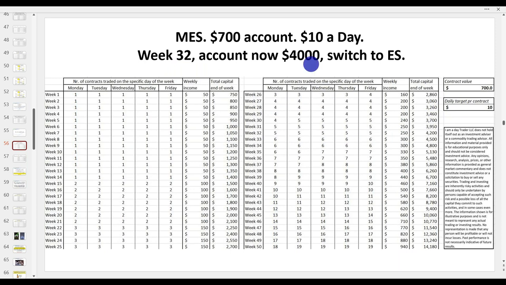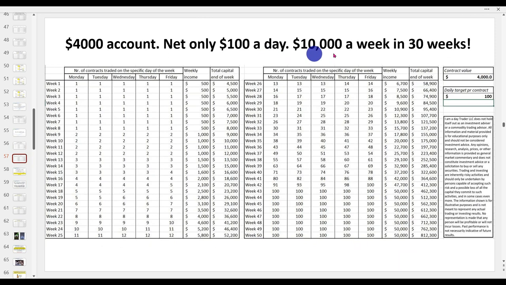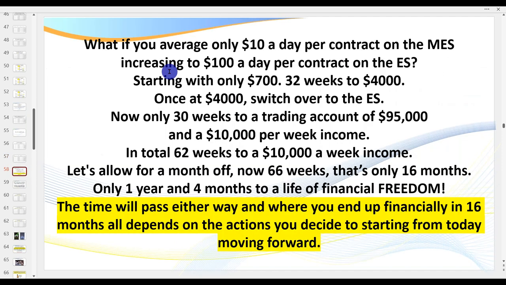Why is that important? Because once I hit 4,000, I can go to trading the big contract. From there, it'll take me another 30 weeks if I had only $100 a day. Here's the bottom line, traders. If you average with a $700 account, okay, from there to 10,000 a week, it's gonna take you 66 weeks. That's 16 months. It's only 1 year and 4 months, starting off with a $700 account and $10 a day. That is so darn conservative. The shame of it is so many people, they want everything now. All right, let's move on.